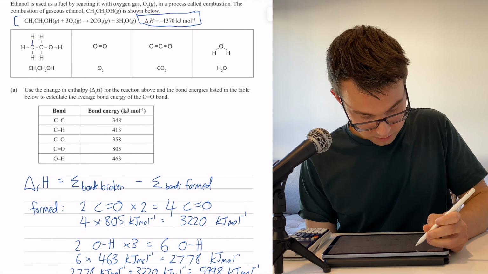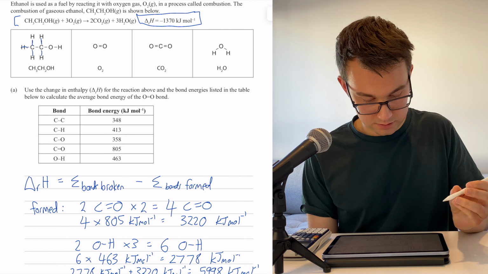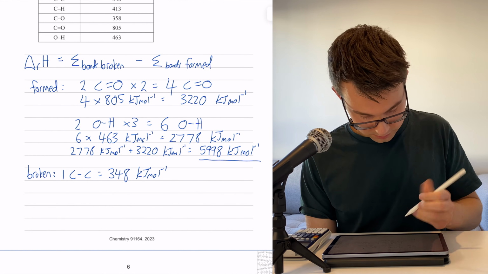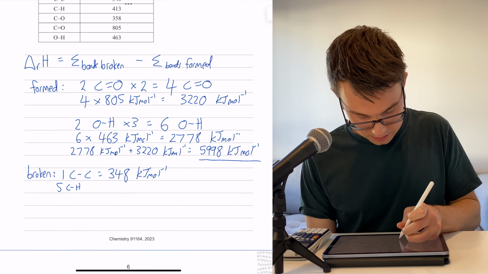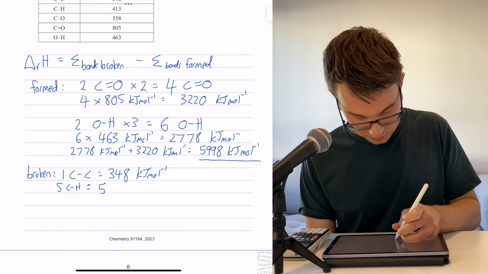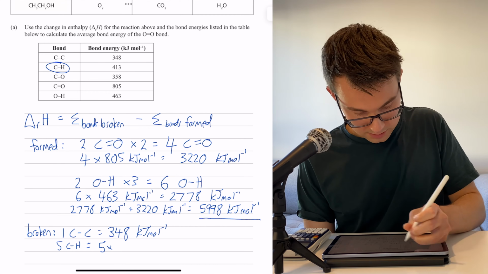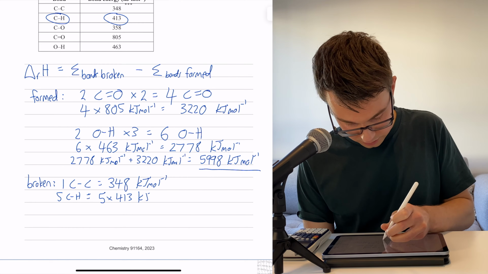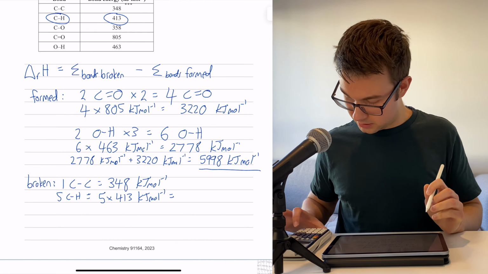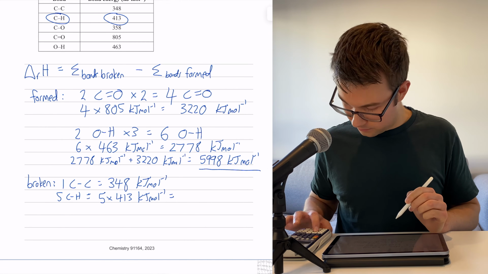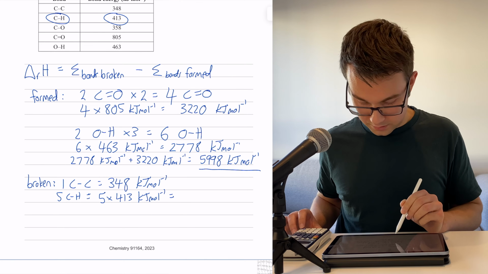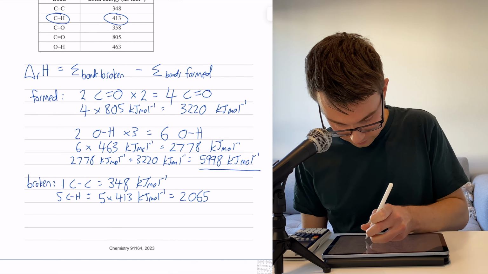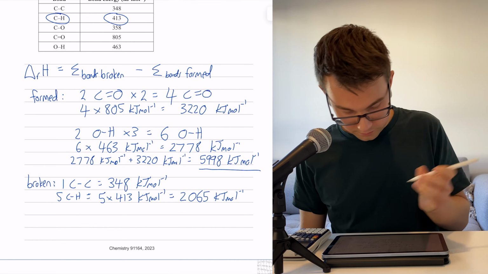CH bonds. We've got 1, 2, 3, 4, 5. 5 C to H bonds. So we go 5 CH's, which is equal to 5 times CH, which is 413 kilojoules per mole, and that is, do some quick math, 5 times 413, 2065 kilojoules per mole. Very good.